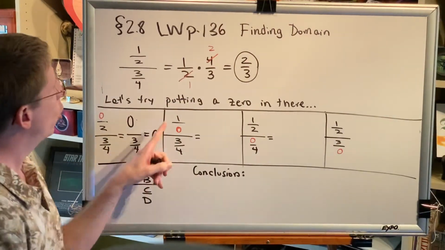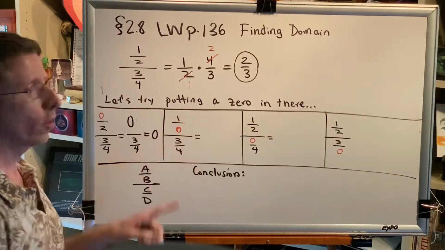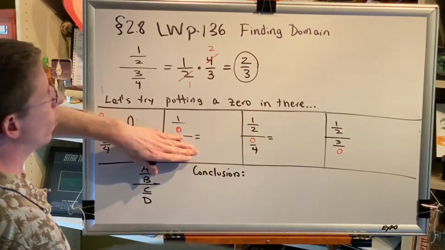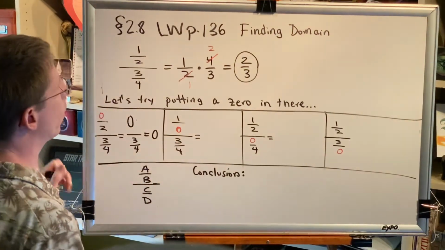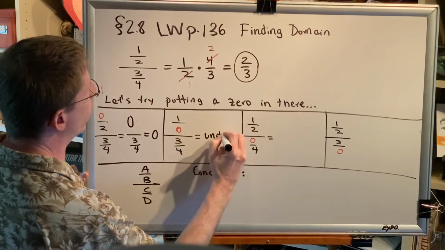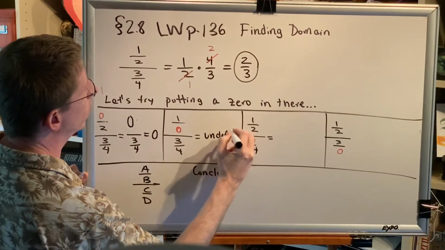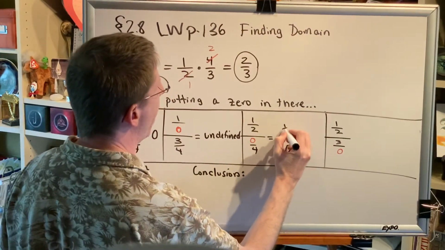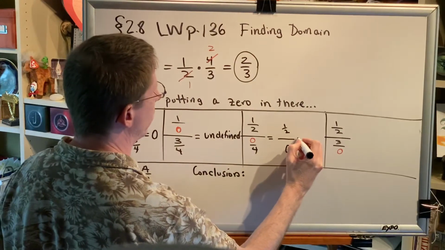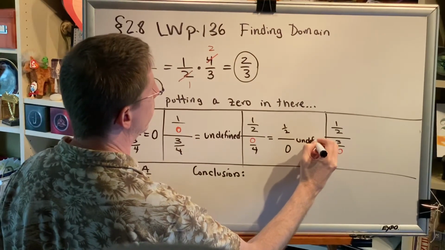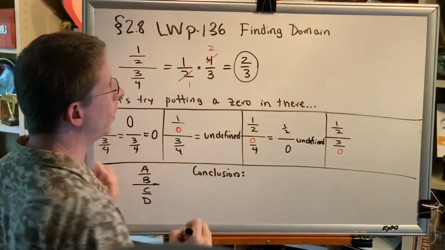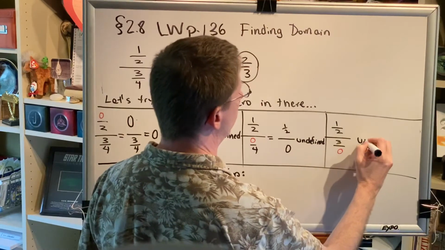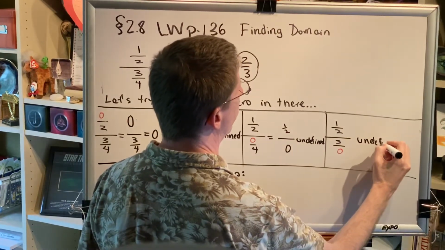Let's try another one. 1 divided by 0, all divided by 3/4. Okay, let's again focus on the numerator. 1 divided by 0 is undefined because you're not allowed to divide by 0. Therefore, this answer is undefined. Next one. 0 divided by 4 is 0, and 1/2 divided by 0 is undefined. Last one. 1/2 divided by 3 over 0. 3 divided by 0 is undefined. Therefore, the result is undefined.